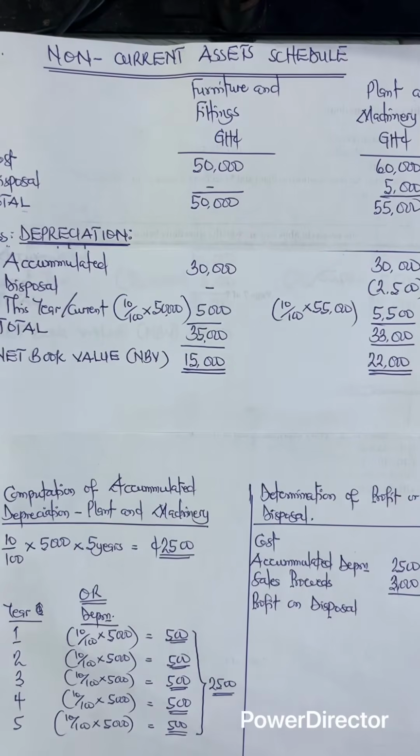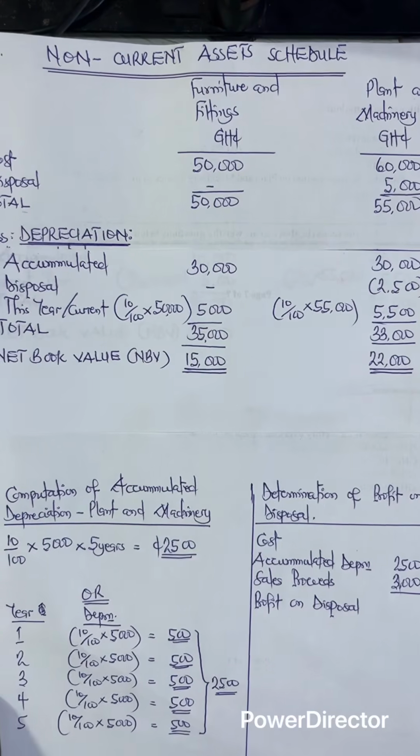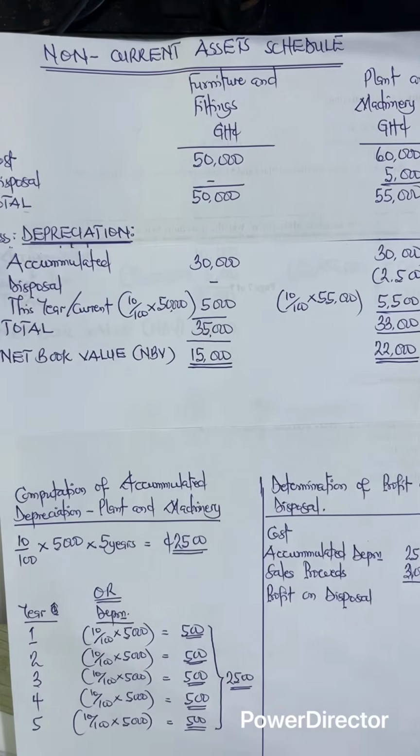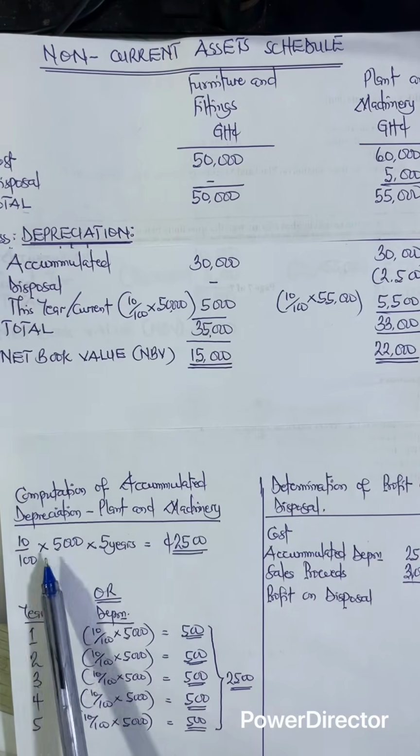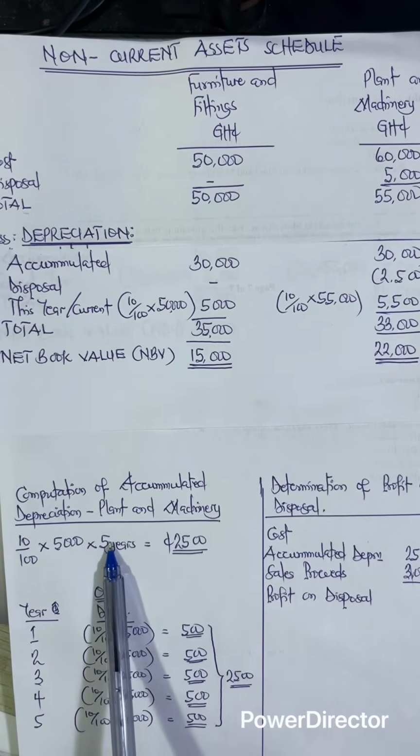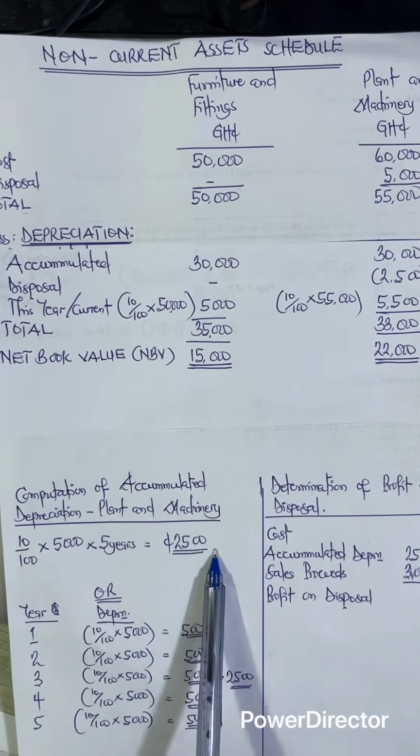So the asset was being used for 5 years. According to the question, the plant and machinery was bought 5 years ago for 5,000. That means they've accumulated depreciation for 5 years, and every year, depreciation is 10%. You can use this formula: the rate of depreciation multiplied by the cost multiplied by the number of years the asset has been in use, which will give us 2,500.